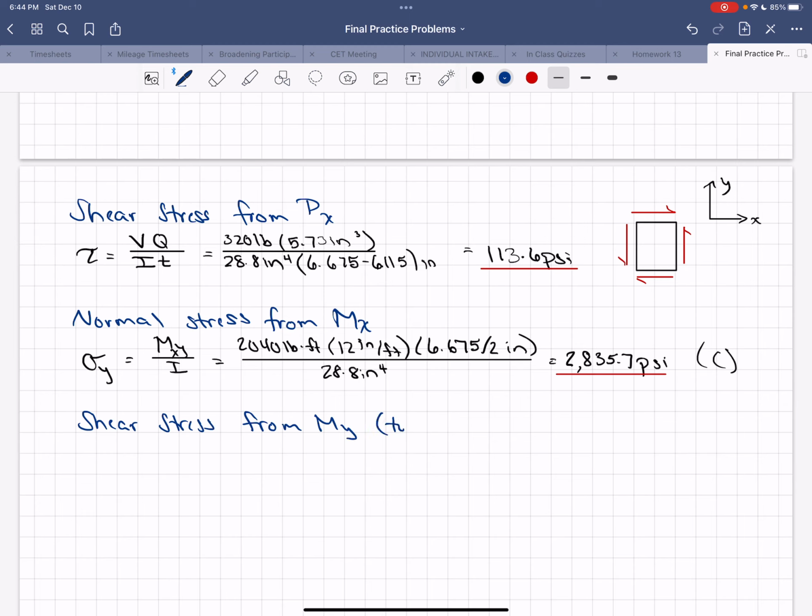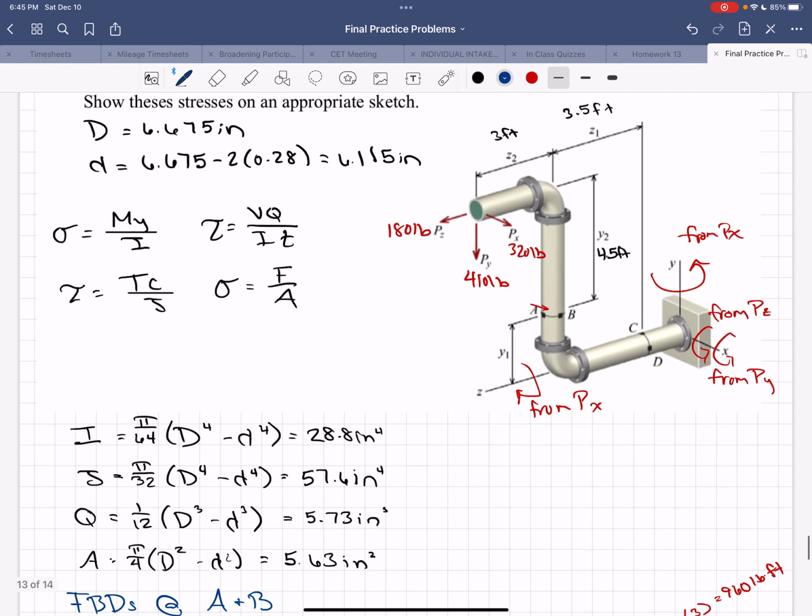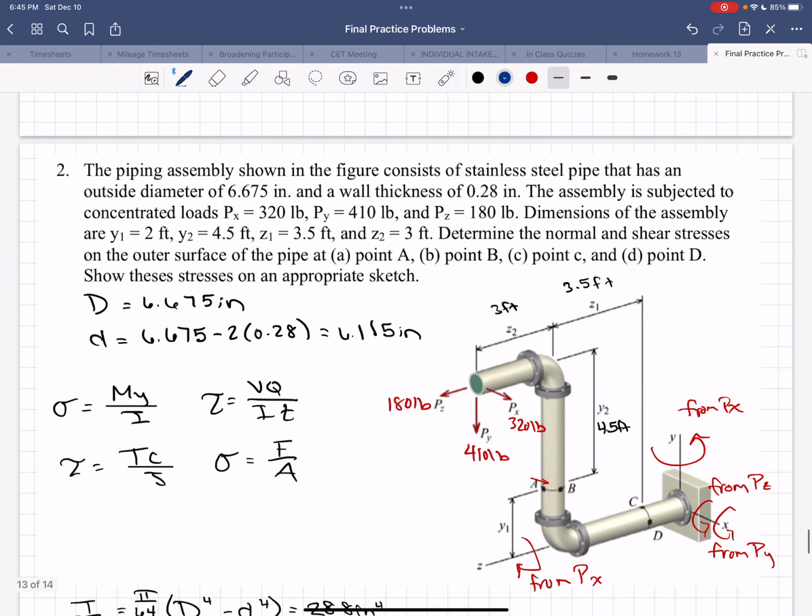And that's the torque. So that is what is spinning this thing around. So that's going to spin it in the same direction that the shear acted.